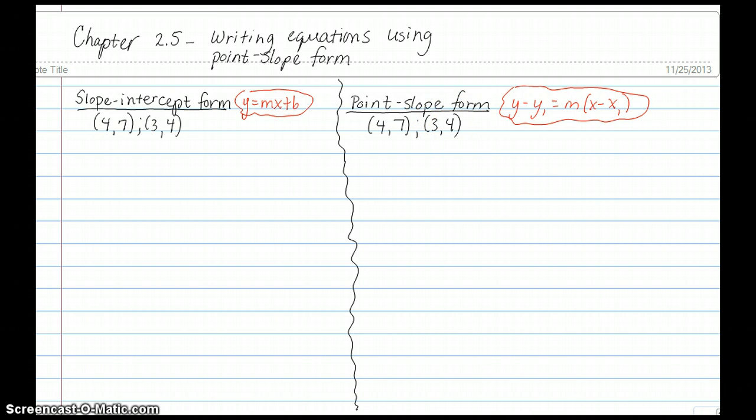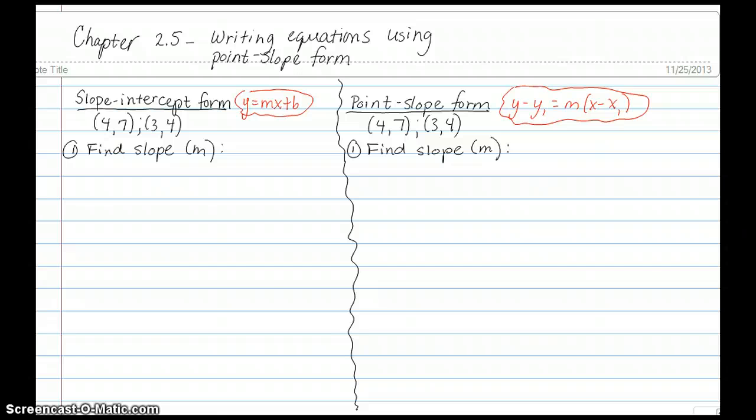There are 3 steps when you have slope-intercept form. The first step is to find slope. Write this down. That's your m. In point-slope form, the first step is also to find slope, which is your m. So it doesn't matter which of the two equations you use, slope-intercept form or point-slope form, you have to find slope.